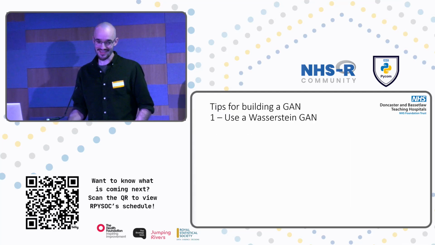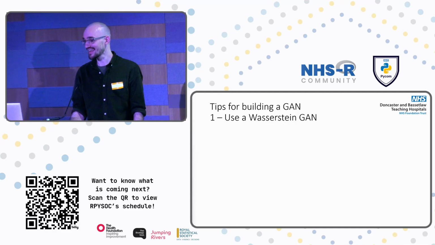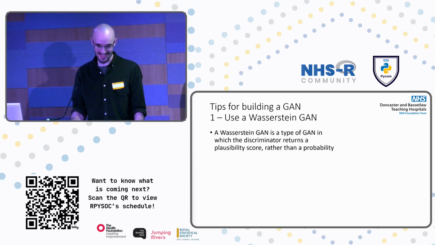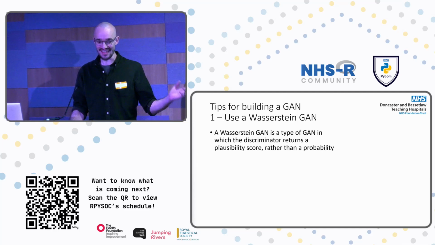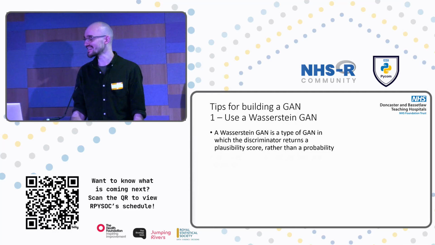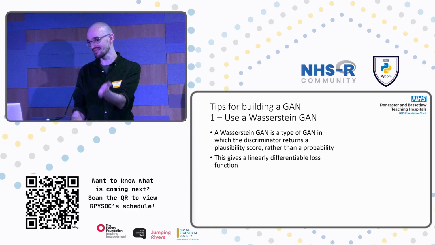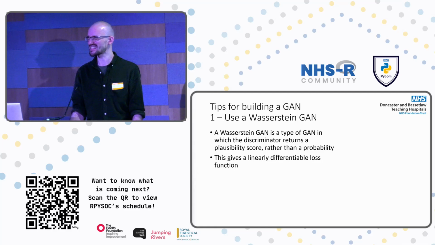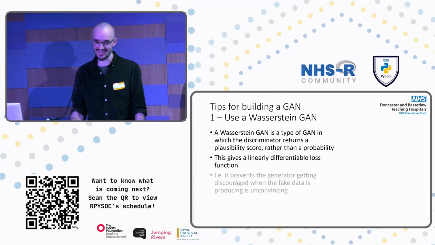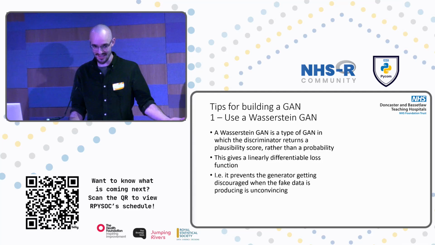So very quickly, 3 tips for if you are planning to do this yourself. The first, if you want to build a GAN, is use a Wasserstein GAN. Google it. I'm not going to explain it. It's confusing. Very roughly, you don't want your discriminator to just be telling you whether the fake data is real or fake, because it's generally pretty easy for it to go, no, that's fake. And then your generator gets discouraged because everything it suggests is just told that's fake, and it stops learning.